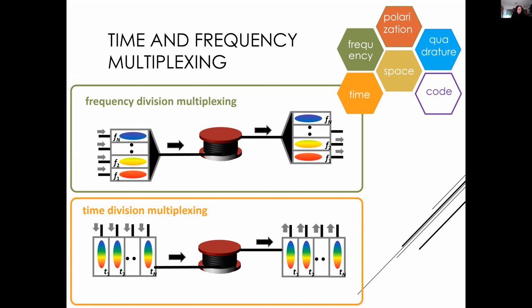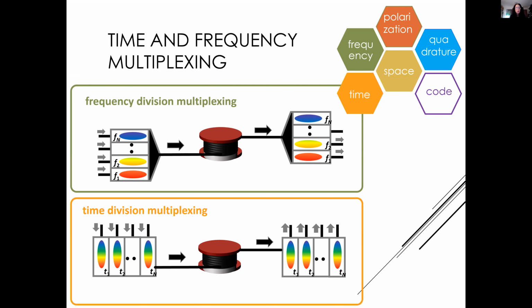Okay, so let me pass to the more recent research. The recent research was related to mixing up time and frequency. So in the frequency division multiplexing, we transmit different frequency channels in parallel, and we are able, of course, to receive and demultiplex them.